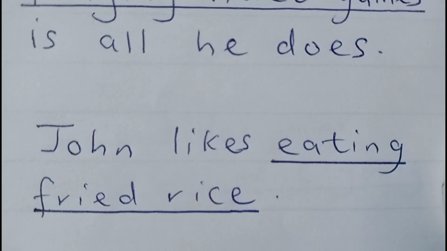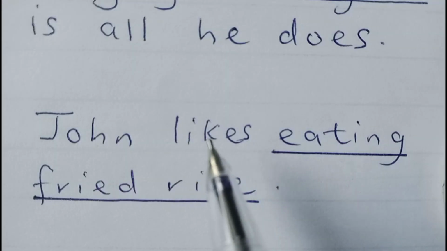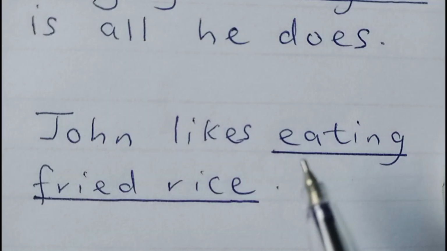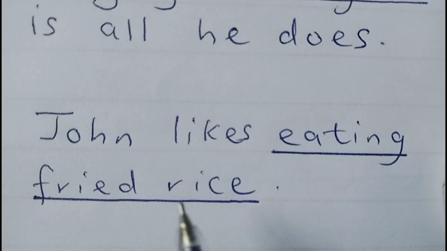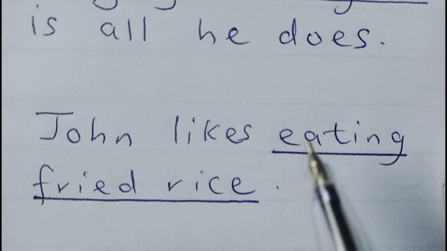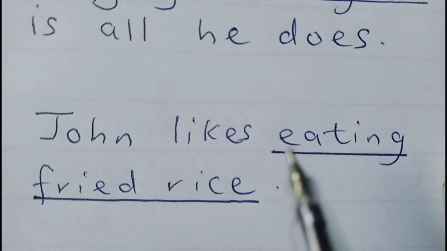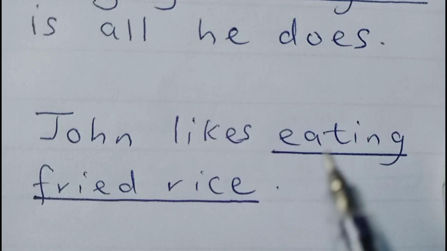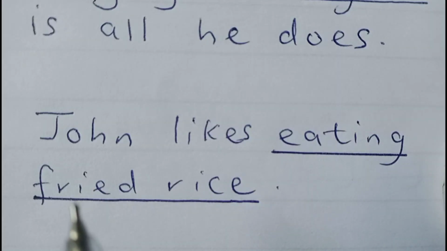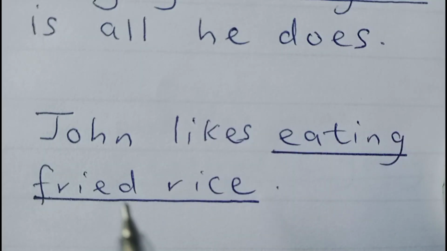Now let's look at another example. John likes eating fried rice. You can see the phrase is underlined as well, eating fried rice. Similarly, this is not a verb, it is a gerund. That's a verbal noun because it functions as a noun in this context. And the entire expression that is underlined is a noun phrase because there is no finite verb. There is no verb agreeing with any particular subject in this underlined expression. And so it is a phrase.